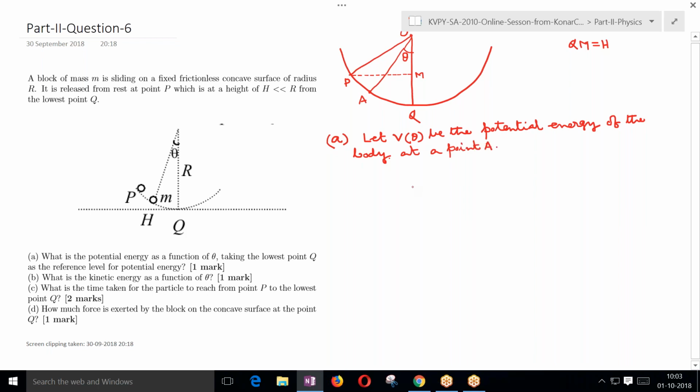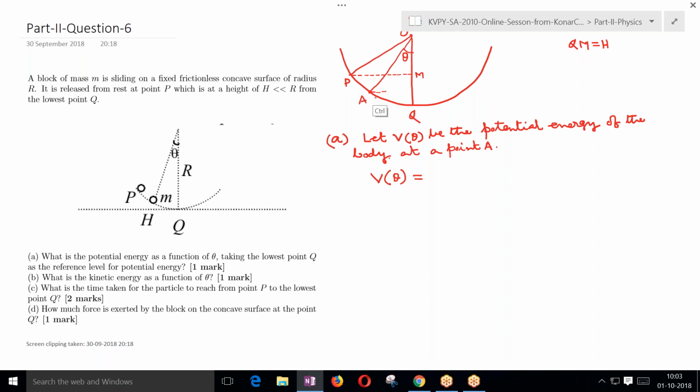At a point A. Then how are we going to calculate that V theta? From the point A, let's draw another perpendicular. Sorry, let me draw it properly. On the line, suppose this is L. Then what is V theta? V theta is equal to mass of the body into g into LQ, that is mgh, because Q is the reference point.